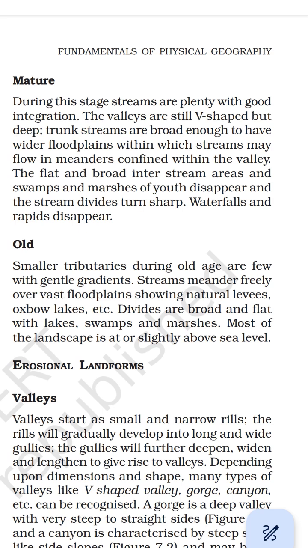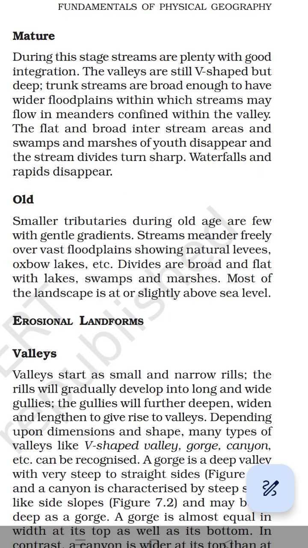Let's explore the mature stage of a river in the simplest way, breaking it down step by step. 1. Streams are plenty with good integration. What it means. By the time a river reaches the mature stage, it has a lot more streams, smaller rivers, that are well connected and organized. Imagine this. Picture a tree with many branches spreading out from a strong trunk. In the mature stage, the river system is like this tree, with many streams, branches, all connecting smoothly to the main river trunk.